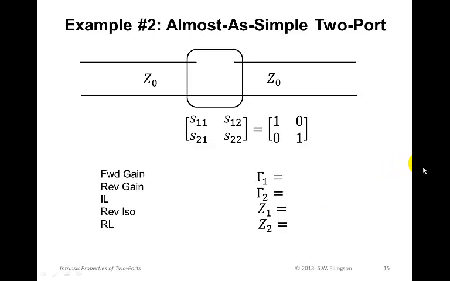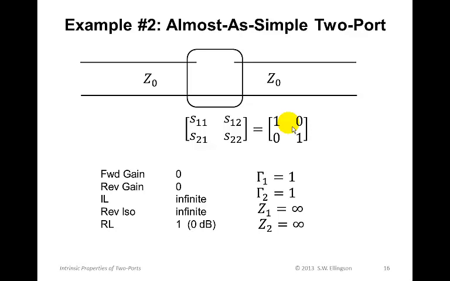Here's another two-port that we considered in the previous lecture, a disconnection between the input and output ports. No connection between input and output. And here are the S parameters that we calculated for this two-port in the previous lecture. So again, let's calculate the values for the various intrinsic metrics for this two-port. I recommend you pause the video now and work out the values for yourself first before I show you the answer. So go ahead and pause the video now. Okay, here are the answers.